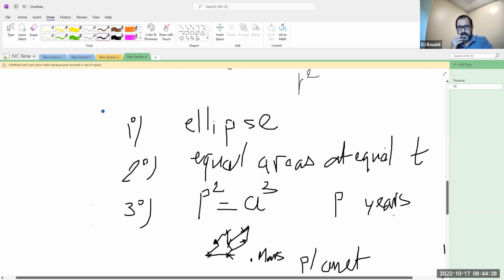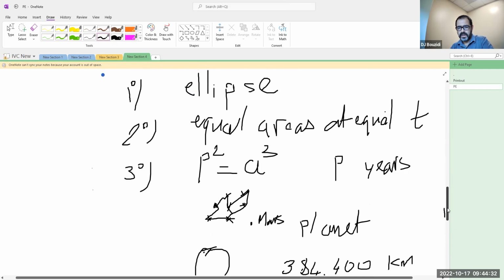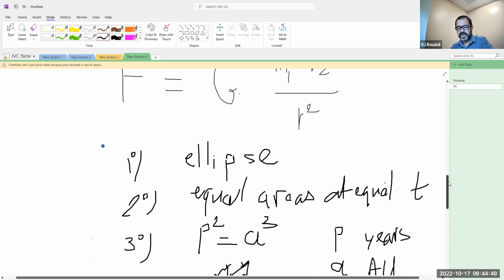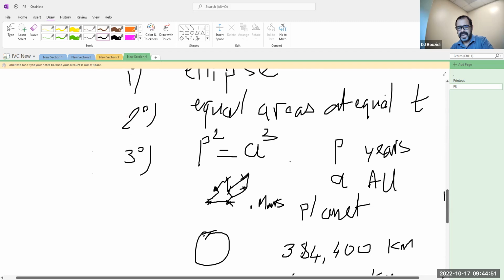For the case of Mars, it's slightly more, it's almost 2, okay? 22 months, so for 1 year on Earth, 12 months on Earth. And A is in astronomical units. What I mean by astronomical units is how far the Earth is from the sun. In other words, one astronomical unit is 150 million kilometers. Obviously, for Venus and Mercury, A is less than 1 astronomical unit.